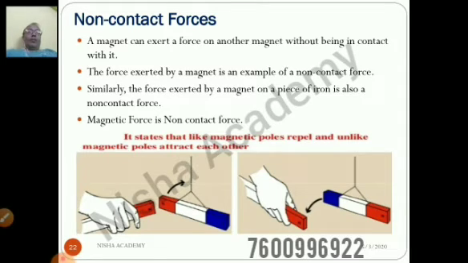Similarly, when you place a magnet near some iron material, it also gets attracted towards the magnet. So it is again a non-contact force. They are not in touch with each other, yet they are applying force on each other. So it is a type of non-contact force.